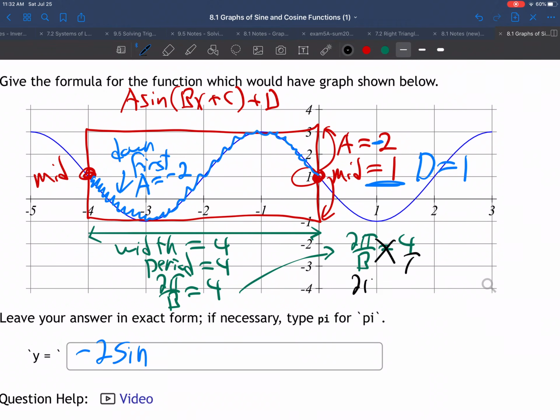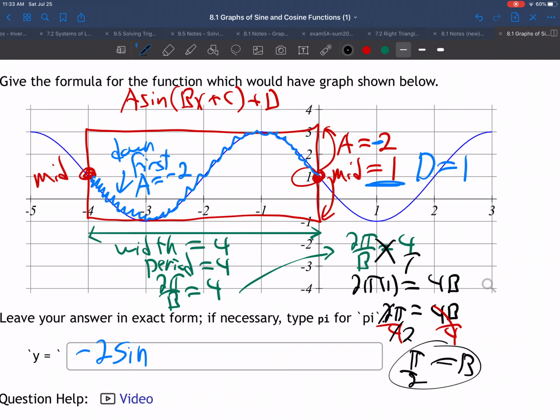Diagonal, diagonal. Cross multiply. 2 pi times 1 is 4 times b. So 2 pi is 4b. Divide by 4. It cancels. b equals pi over 2, since 2 goes into 4 two times. So we got b. So we got D, we got A, we got B. All we need is C now. C is going to be 0.